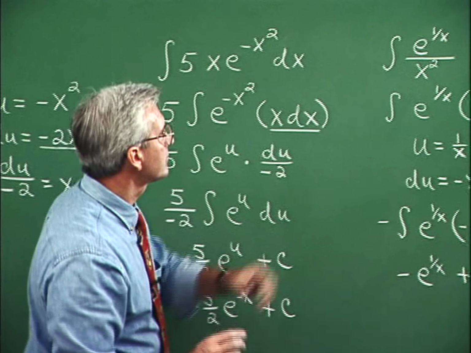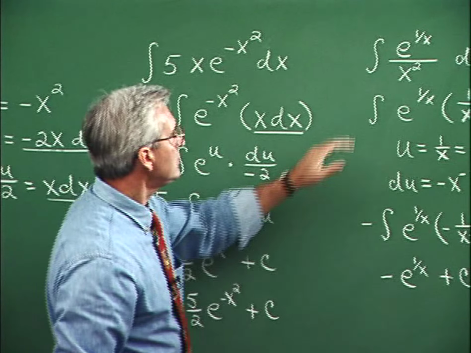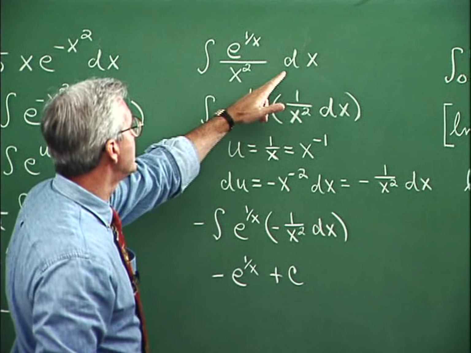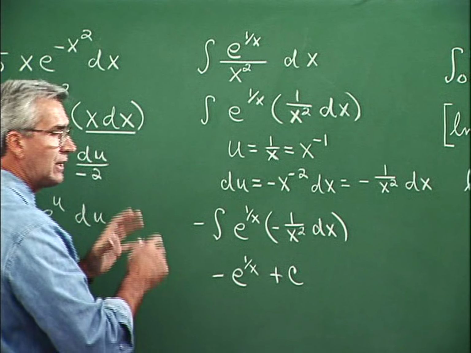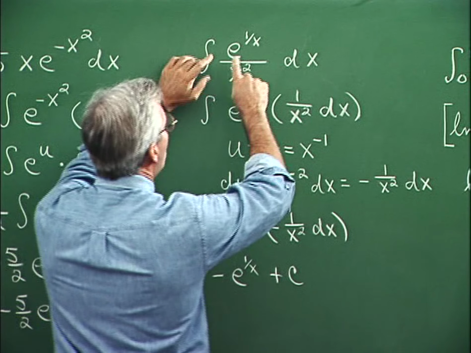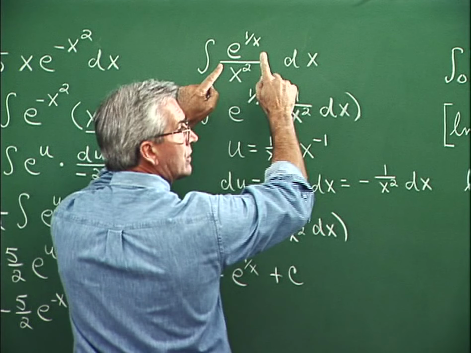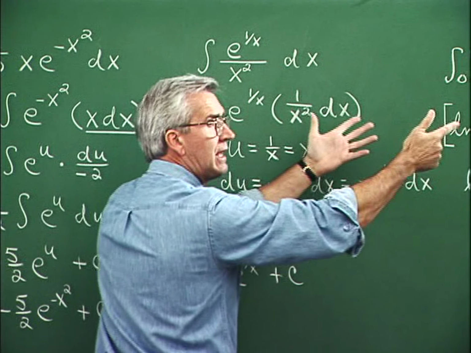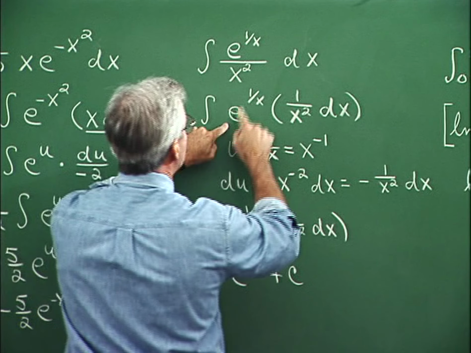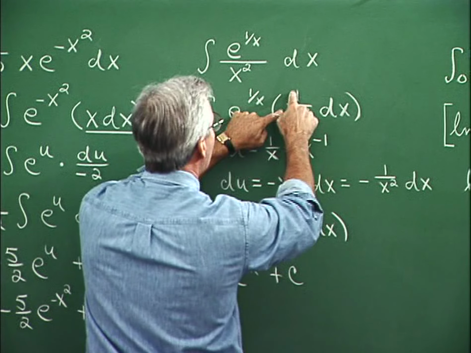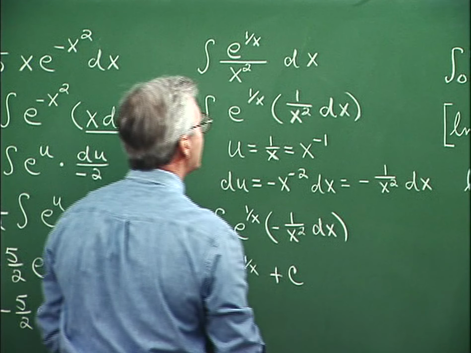Here's another one. The integral of e to the 1 over x, all over x squared, dx. Now, let's go through that separation process right quick. That is, we want the e to the u part, we want to write that first, and then write everything else after that. So it's e to the 1 over x, and then move this x squared in the denominator over by writing it as 1 over x squared dx.